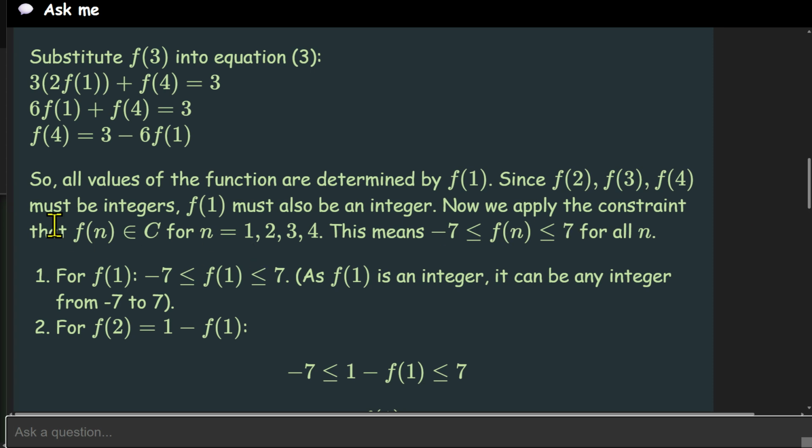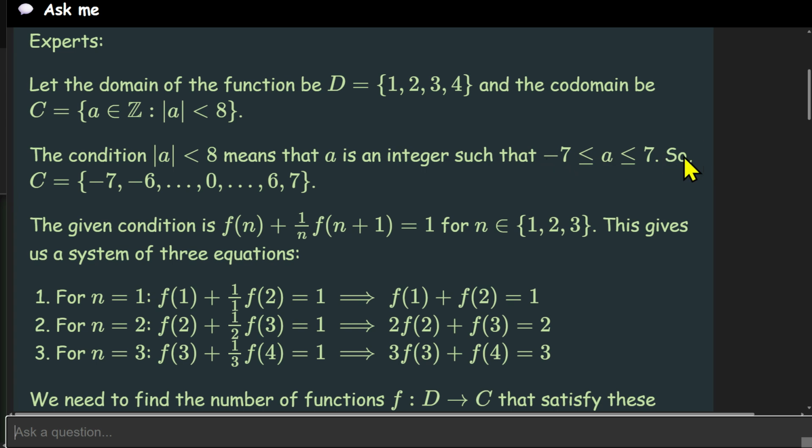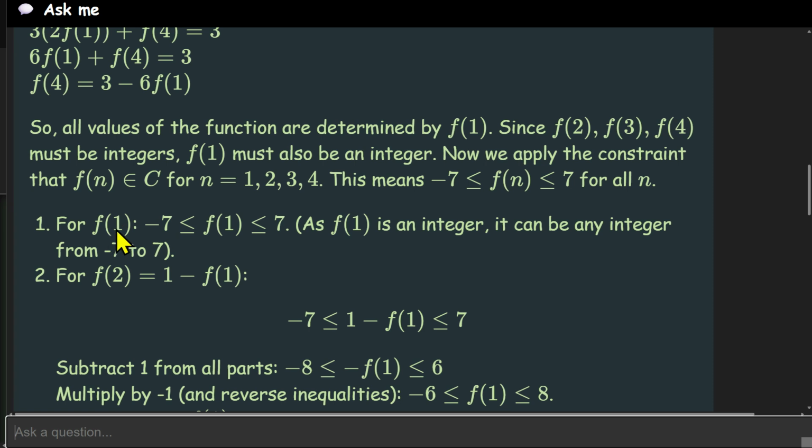Now we apply the constraint f(n) belongs to C for n equal to 1 to 4. This means f(n) takes values from -7 to 7, because f(n) belongs to C, and here we took a belonging to this C, an integer. So f(n) is from -7 to 7, meaning f(1) takes a value between -7 and 7. As f(1) is an integer, it can be any integer from -7 to 7.